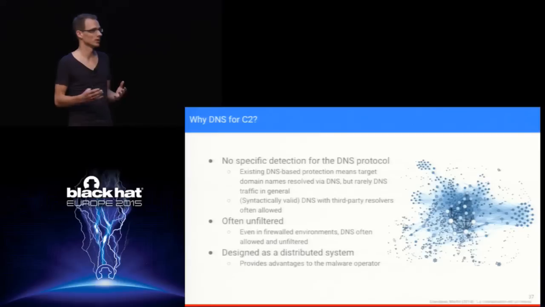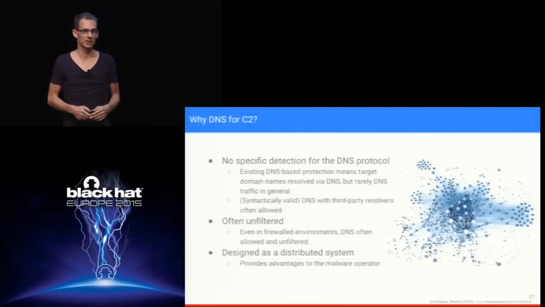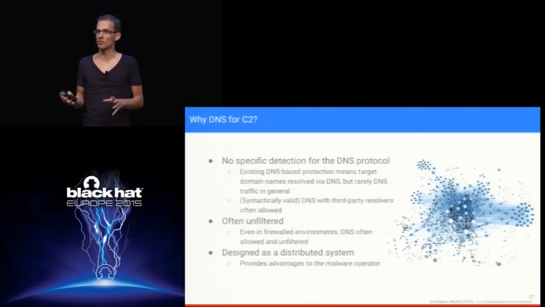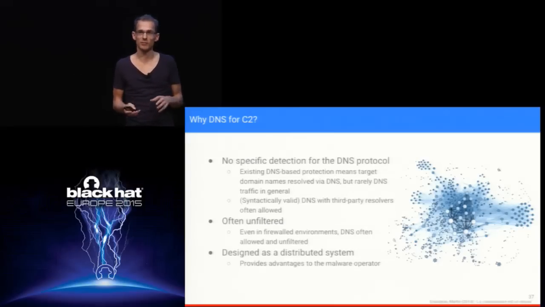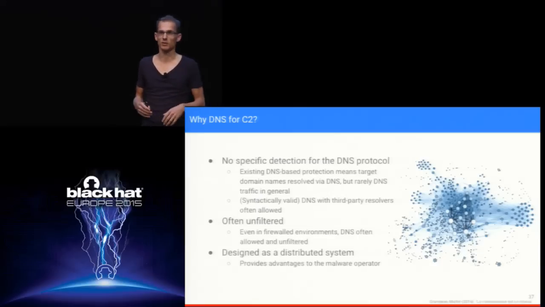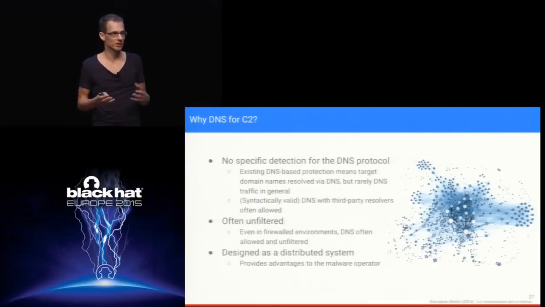But before going into that example in depth, let's step back for a moment and think about why it would make sense to use DNS as a carrier protocol for command and control. Well, first of all, there's no specific detection for the DNS protocol. Now, don't get me wrong, I know there are several DNS-based protection means out there, but what they basically do is they apply blacklisting or whitelisting. And that means they target the domain names that are resolved via DNS and possibly also the IP addresses that are returned. But they rarely target the DNS traffic in general.